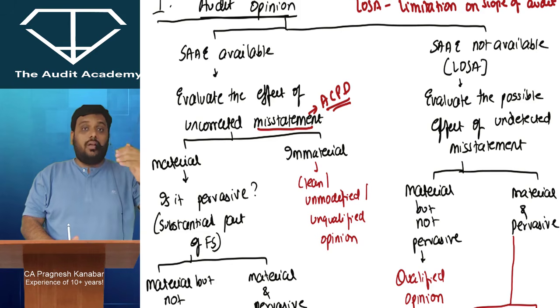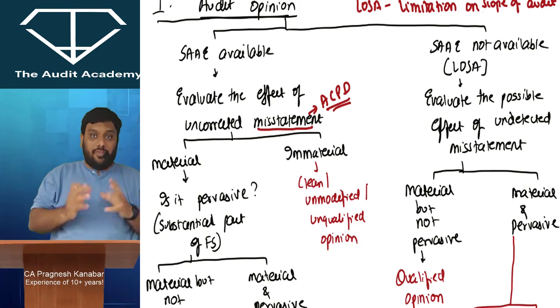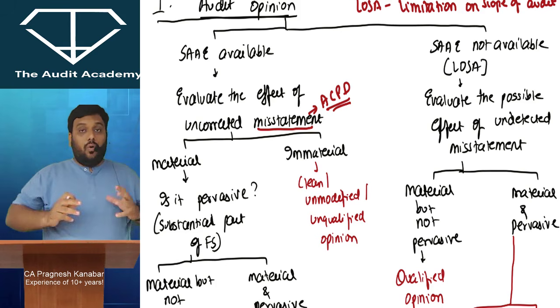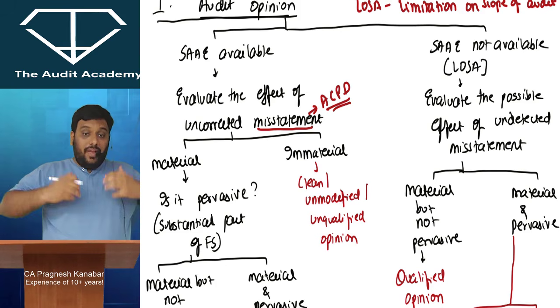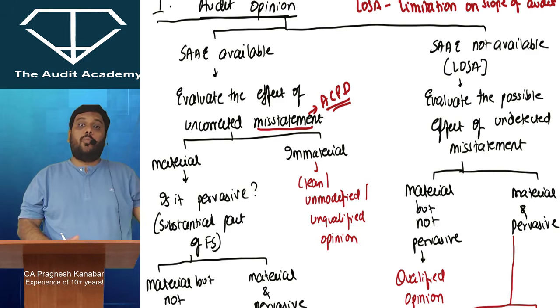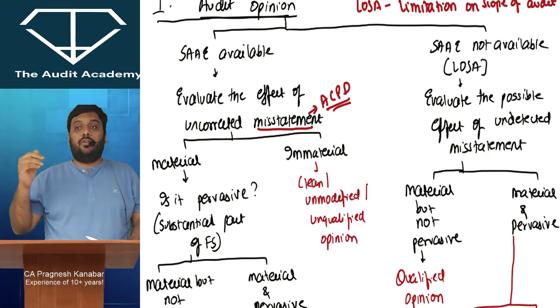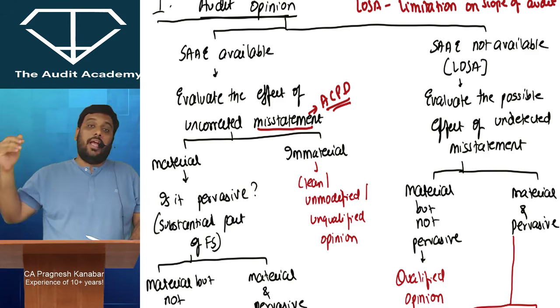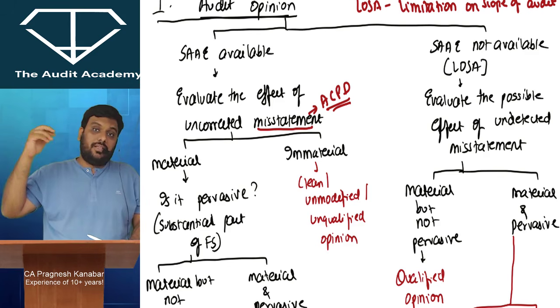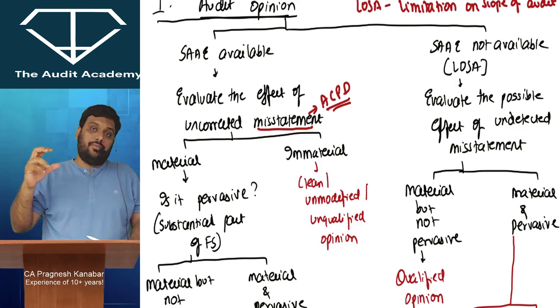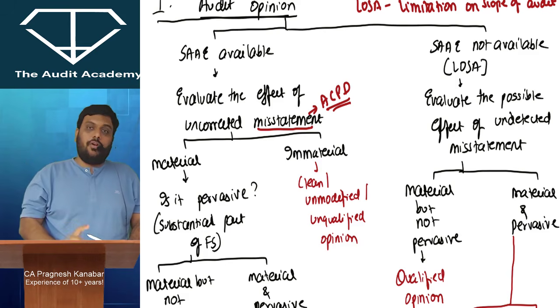Now the whole game, when you look at the final CA papers, is when exactly we should give which opinion. At what point of time are we supposed to give a qualified opinion, at what point an adverse opinion, and at what point a disclaimer of opinion, under which circumstances. For that, this chart is going to help you.